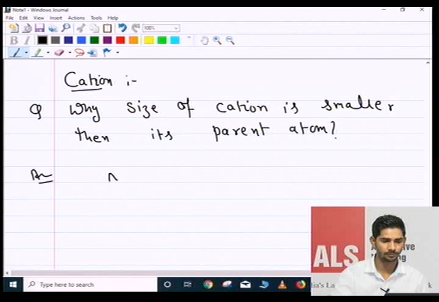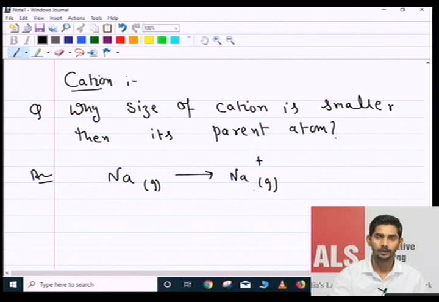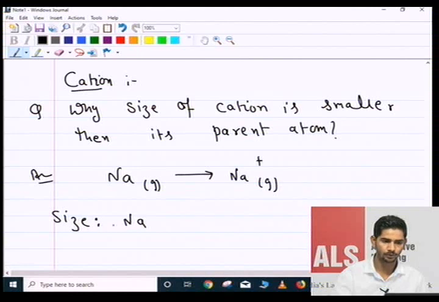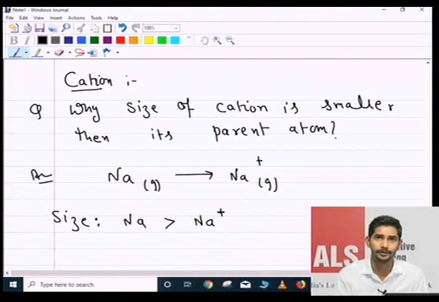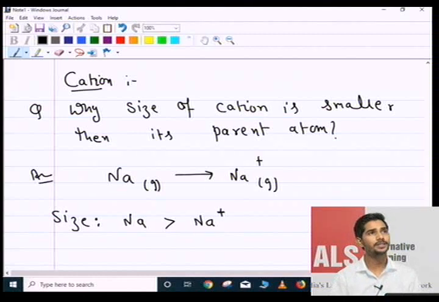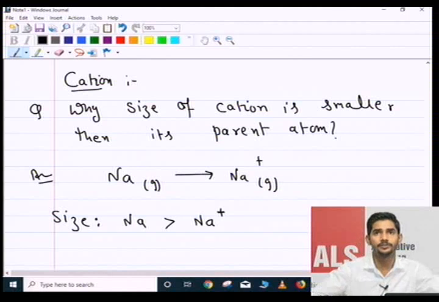See, I'm taking the example of this one. This is sodium and this is its cation. If I compare the size of sodium with sodium plus, obviously according to the statement, the size of sodium should be greater than Na plus. And this is always true, that the size of a cation will always be smaller than its parent atom. Now the question is why? Can anyone please give me a short answer for this one?